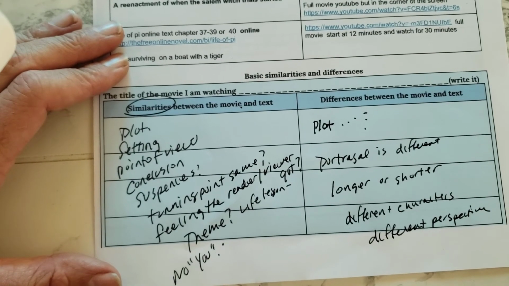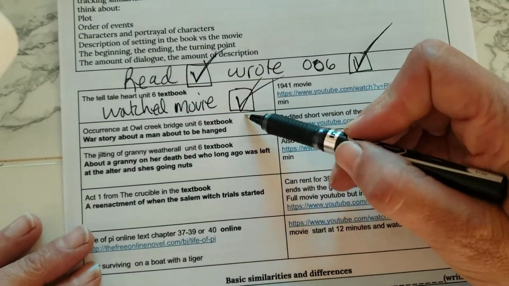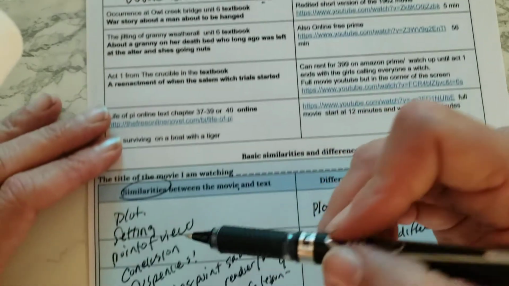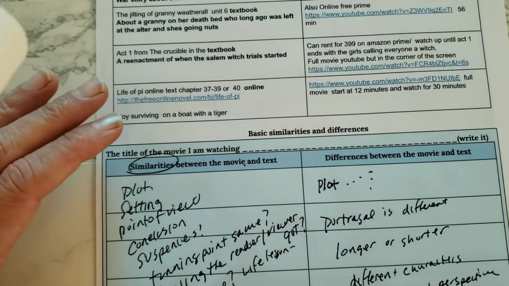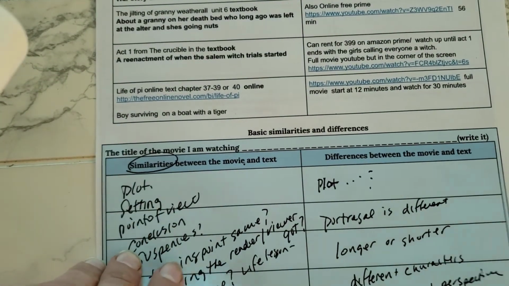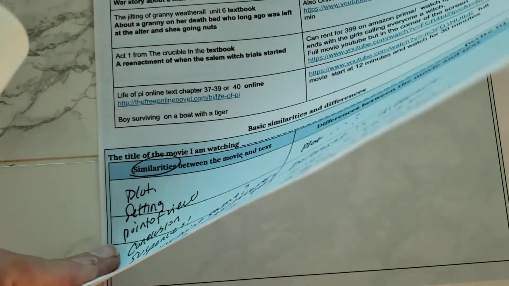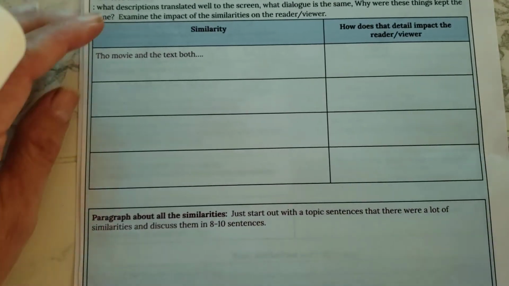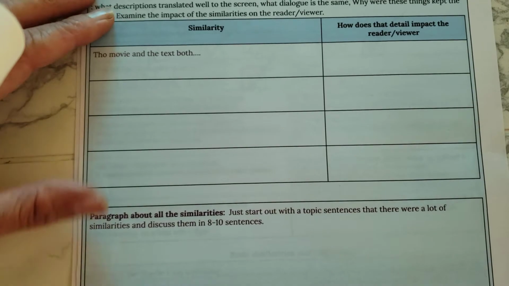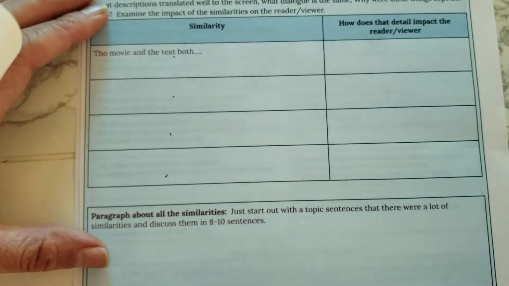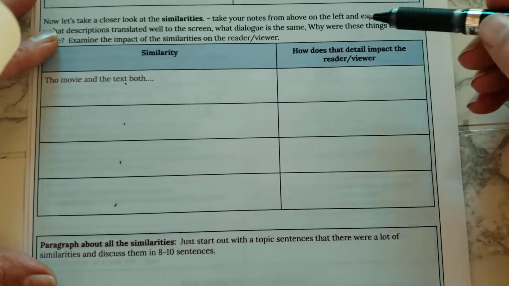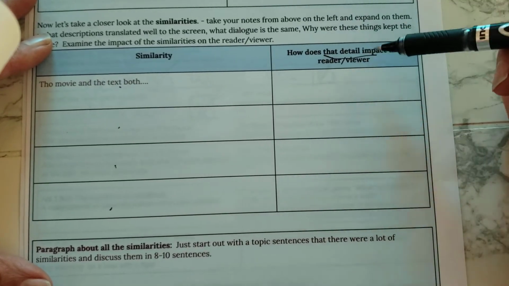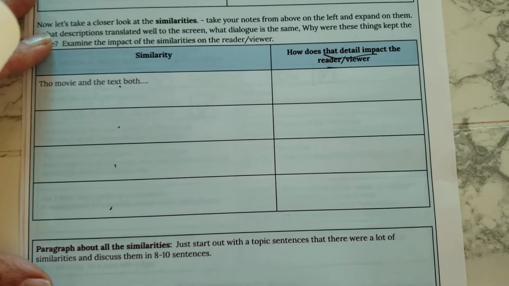Then what do we have to do? Well, we watched the movie and we filled out the notes. Now it's time to write the paper, okay? So here is one way to do it. One way to do it is to come up with now your 3 or possibly 4 basic similarities. Then you would talk about how that detail impacted the reader.